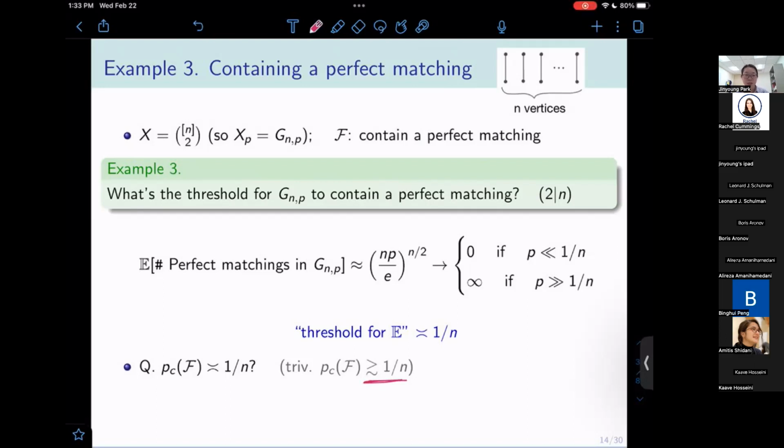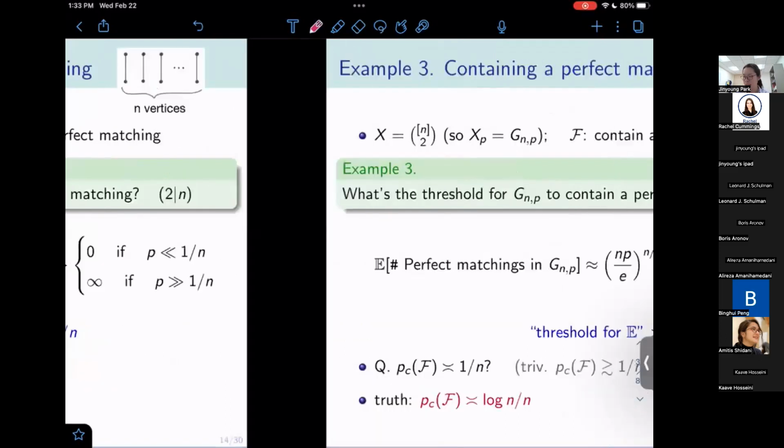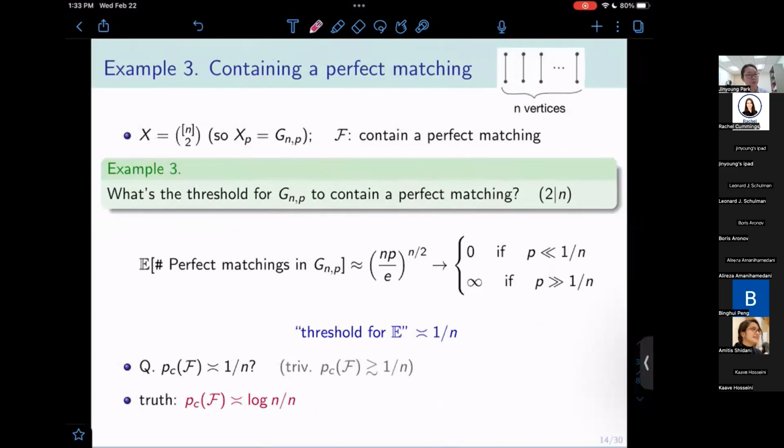So we can ask, then is the right threshold equal to 1 over n? But in this case, the answer is no. The truth is the threshold is equal to log n over n up to a constant factor. And in the previous example, I said, so just computing the expectation is not enough.